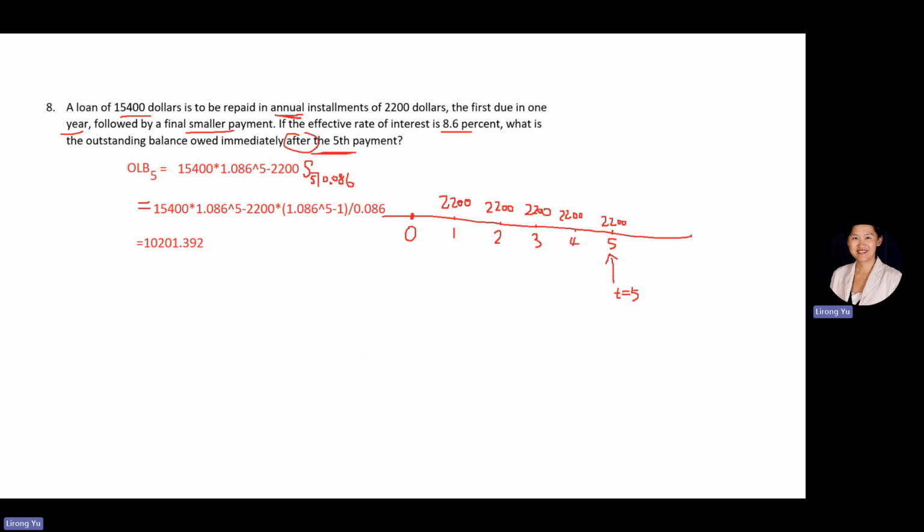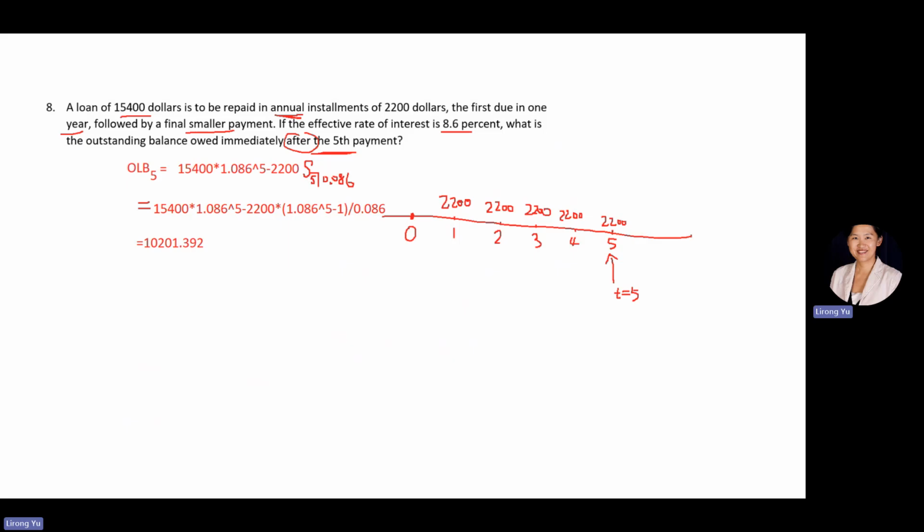The loan balance is equal to the loan that was borrowed. We borrowed $15,400. At time 5, those 15,400 are now worth 1.086 to the power 5. That's the loan amount counting in the interest rate. Then with the 2,200 payment each year, by the time you have made 5 payments, we want to find out the total value of those 5 payments at time 5.